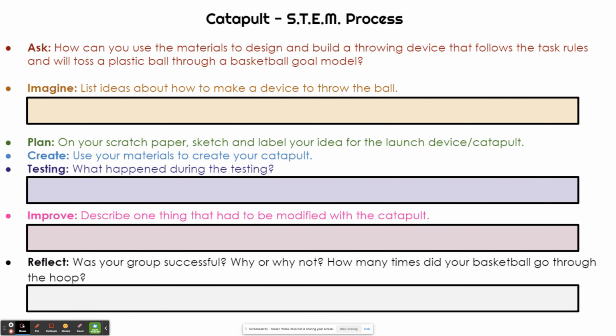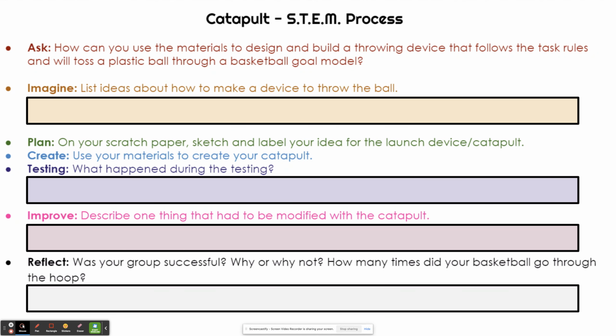For catapult, our ask is how to use the materials to build a throwing device that follows the task rules and will toss the plastic ball through the basketball goal model. For imagine, list ideas about how to make this device or catapult to throw the ball. For plan, you'll still use your scratch paper to sketch and label your idea for the launch device or catapult. And for create, you will use your materials to create the catapult.